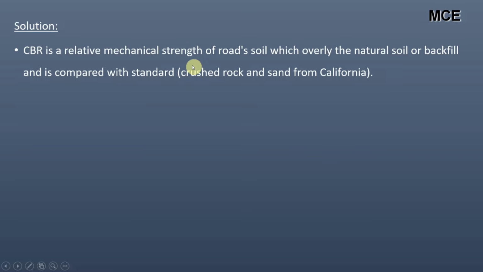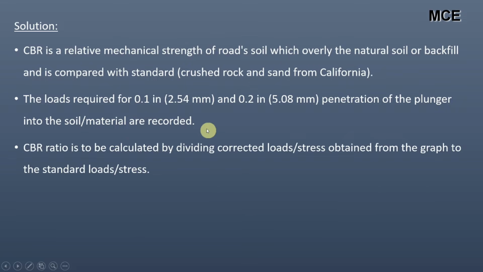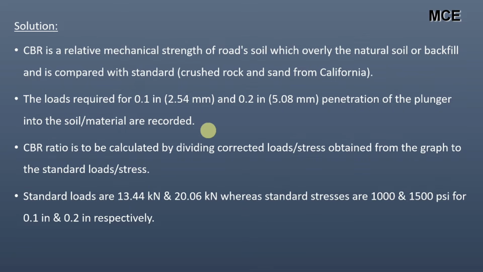CBR is a relative mechanical strength of road soil which overlies the natural soil or backfill and is compared with standard crushed rock and sand from California. The loads required for 0.1 inch and 0.2 inch penetration of the plunger into the soil or material are recorded. The CBR ratio is calculated by dividing corrected loads or stress obtained from the graph by the standard loads or stress. Standard loads are 13.44 kilonewton and 20.06 kilonewton, whereas standard stresses are 1000 and 1500 psi for 0.1 inch and 0.2 inch respectively. It is used for flexible pavements only.